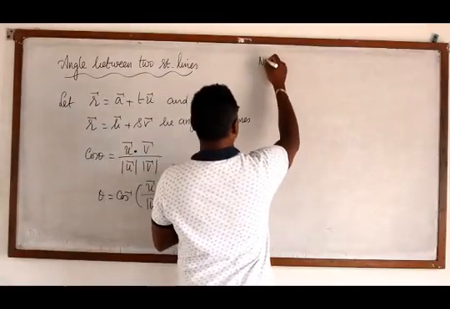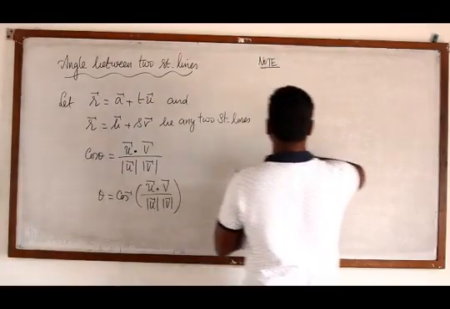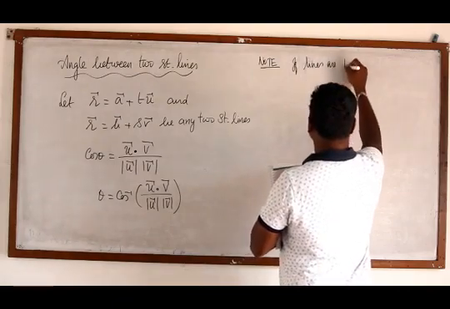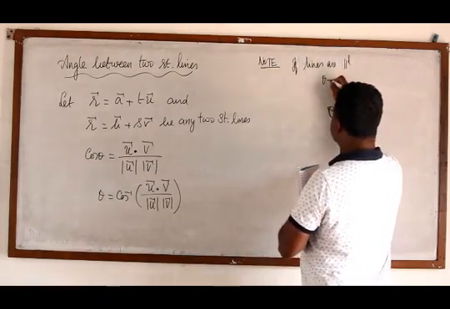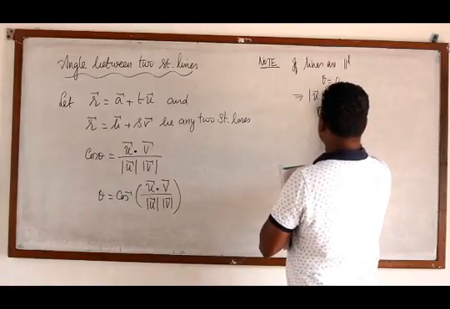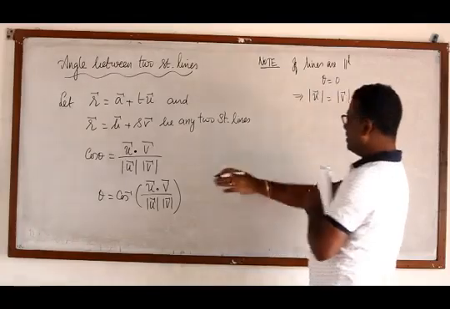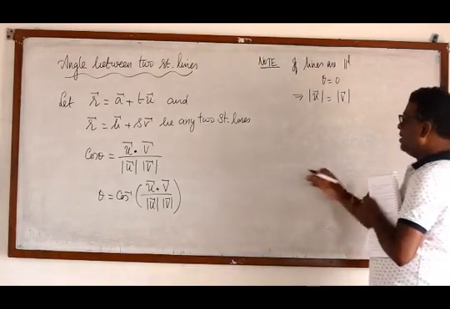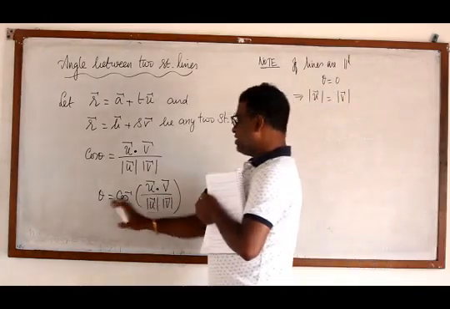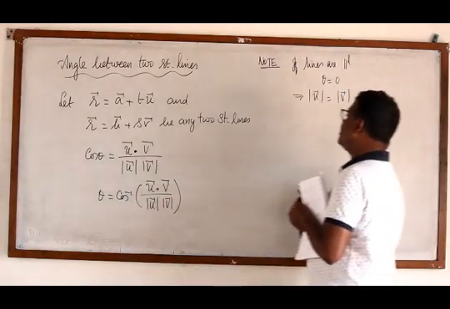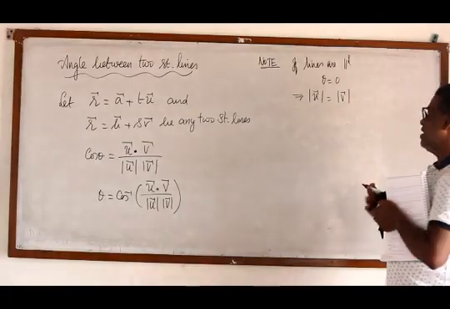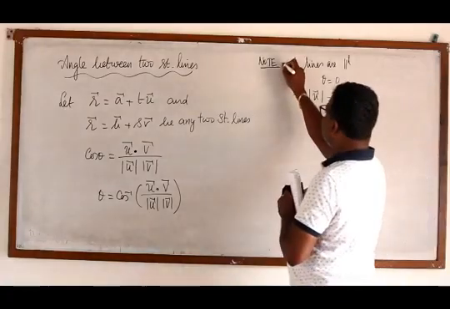Note, suppose the lines are parallel. Then the angle between them is 0, so theta equal to 0, and this implies modulus of u will be modulus of v. Then you cannot say the dot product is 0. When cos theta is 0, the angle will be 90 degrees, so in that case the angle we cannot find. Therefore, in the parallel case, the vectors are proportional. This is the first one.